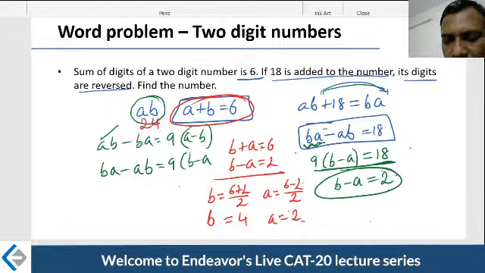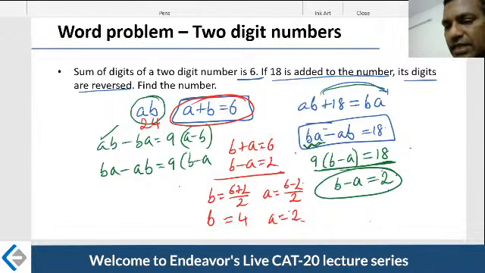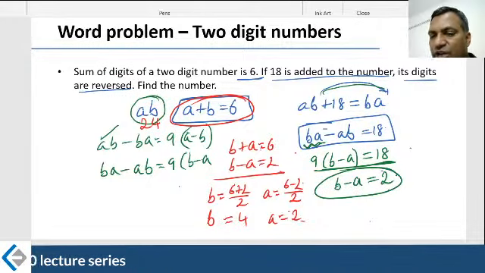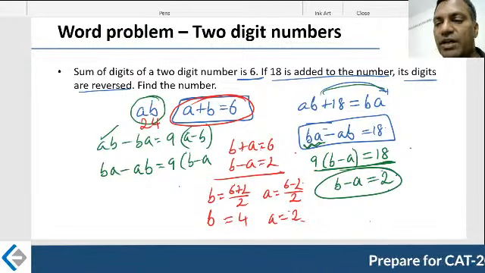Therefore, AB is nothing but 24. That is what you are going to write this as. Even quicker, now listen to me.